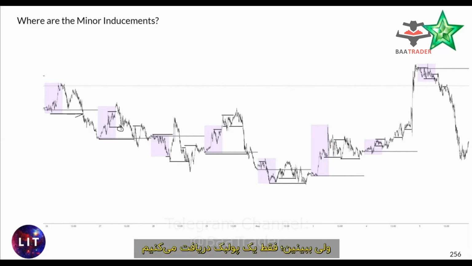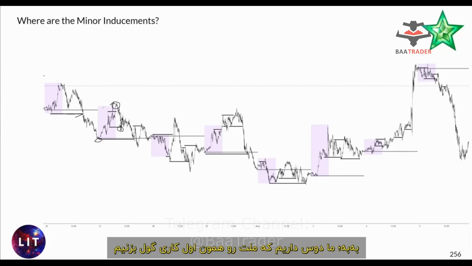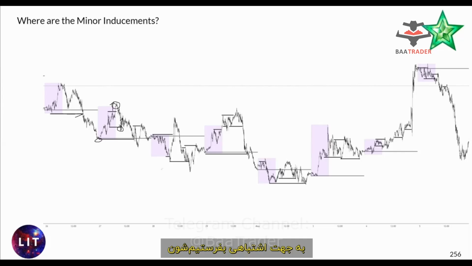Again, that's a current day structure. Current day structure, but look, we only get a pullback. Why? Because we've got liquidity lower. Again, look at the way that we induce this. Lots of momentum, lovely. We like to trick people early on, trick them into the wrong direction. Same here. Minor inducement.